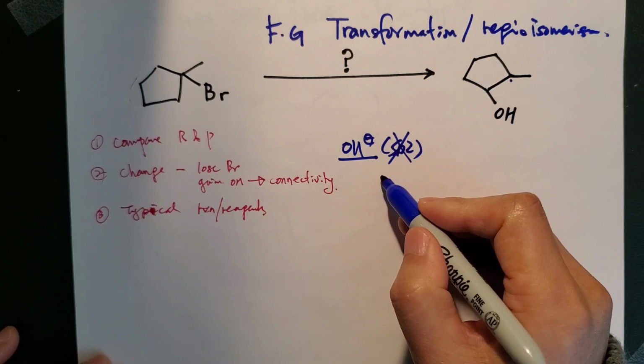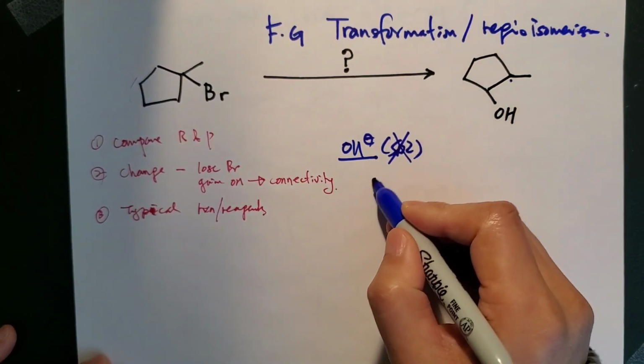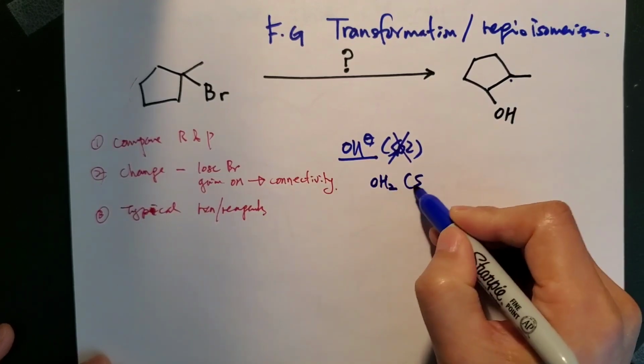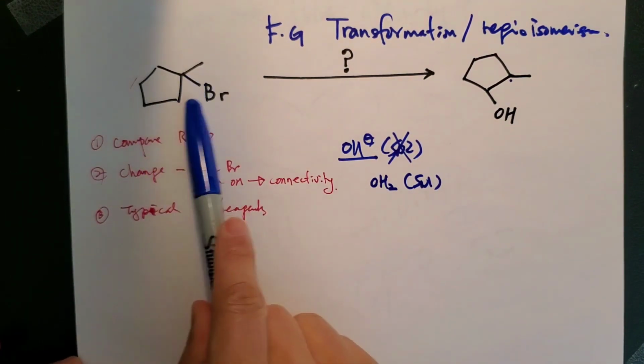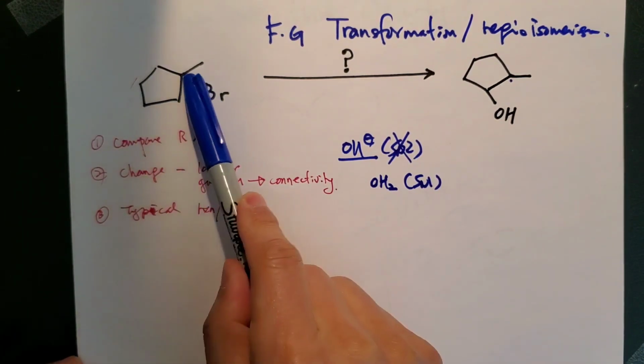And for SN1, you need a weak base. So you cannot use OH-. You have to use water for SN1. And when you run the SN1 mechanism, you usually run bond break and form a carbocation on the tertiary carbon.